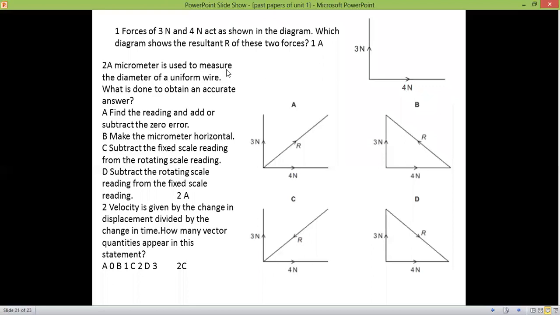A micrometer is used to measure the diameter of a uniform wire. What is done to obtain an accurate answer? Find the reading and add or subtract the zero error. Okay, this is correct. All the others are incorrect.